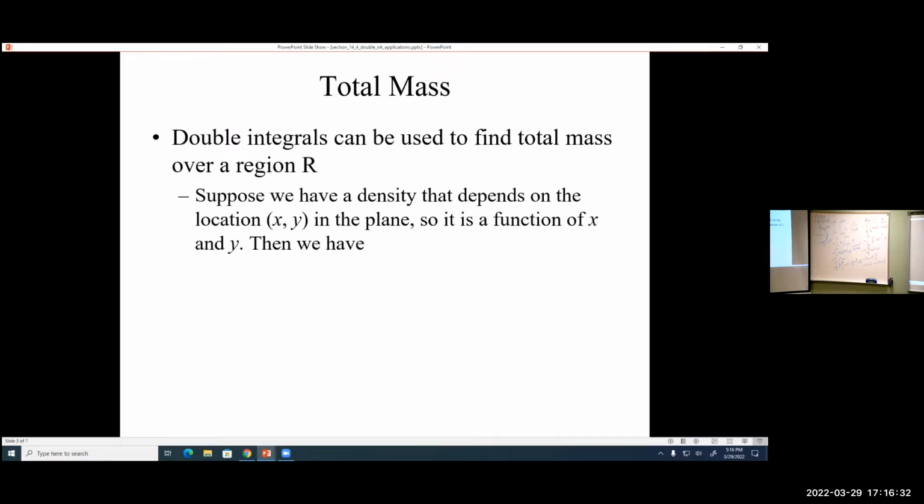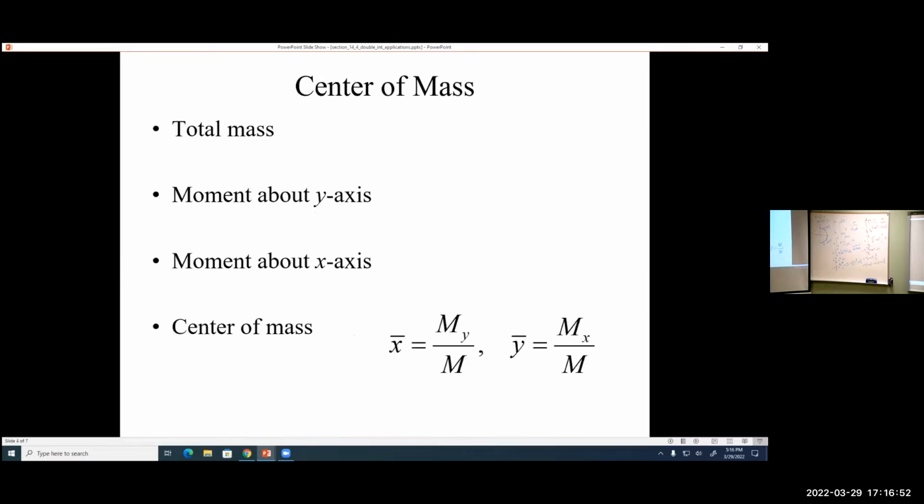Total mass. So if you have a varying density over your surface, then integrating over that density would give the total mass of that surface. Right? Very similar idea to what you saw in Calc 2. And if we can do total mass, we can do center of mass.